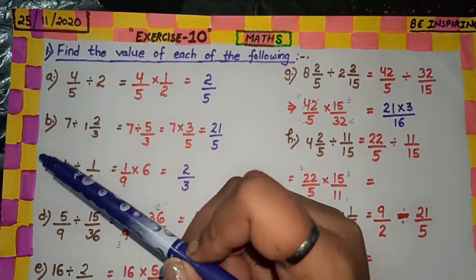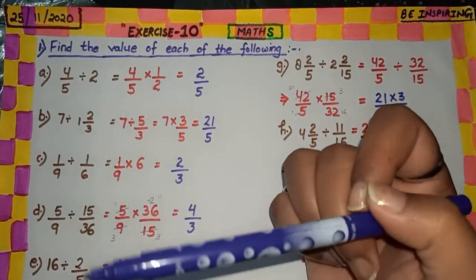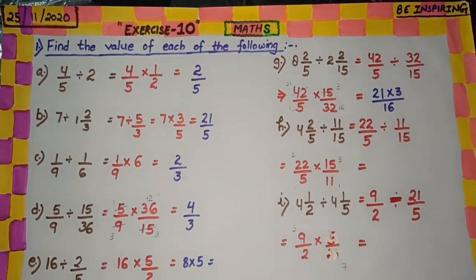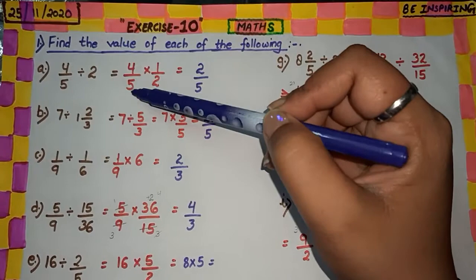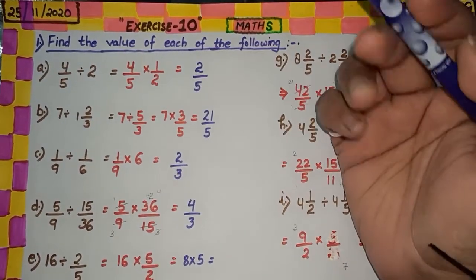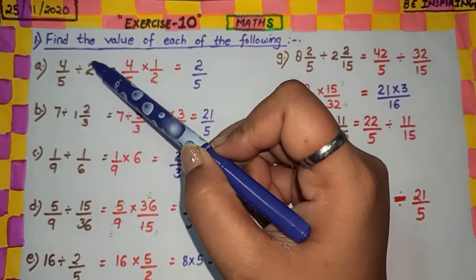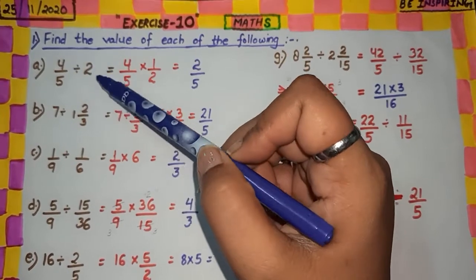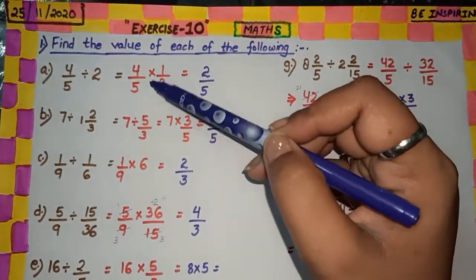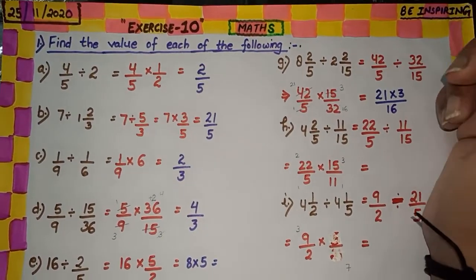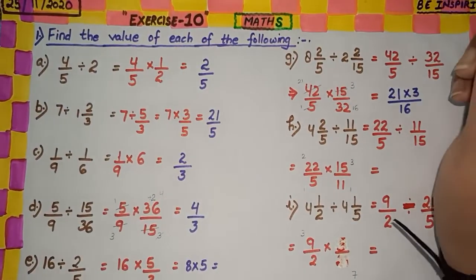See, 4 upon 5, okay, and we need to divide this fraction by 2. Now our first step is to write down this first fraction as it is. 4 upon 5, just write it down as it is. Now we need to reciprocate the second. If it is a fraction, then just reciprocate the fraction. If it is a whole number, then we need to write down its reciprocal as well. So the reciprocal of 2 is 1 upon 2, right?